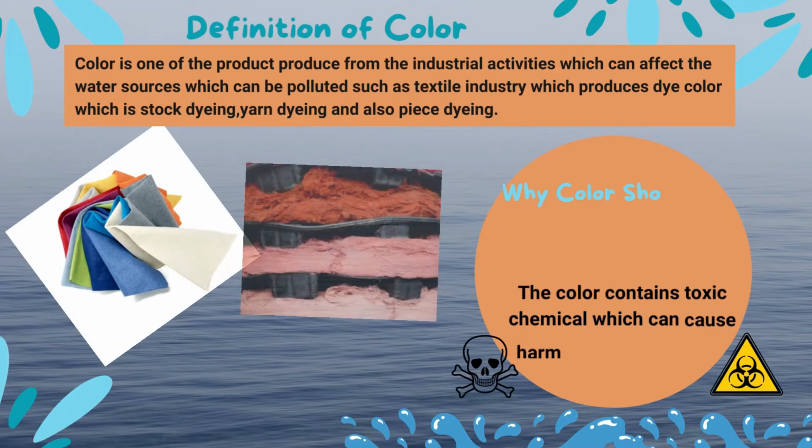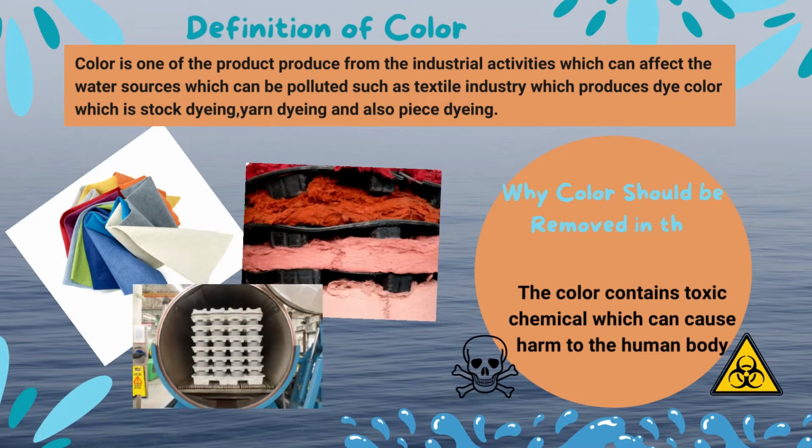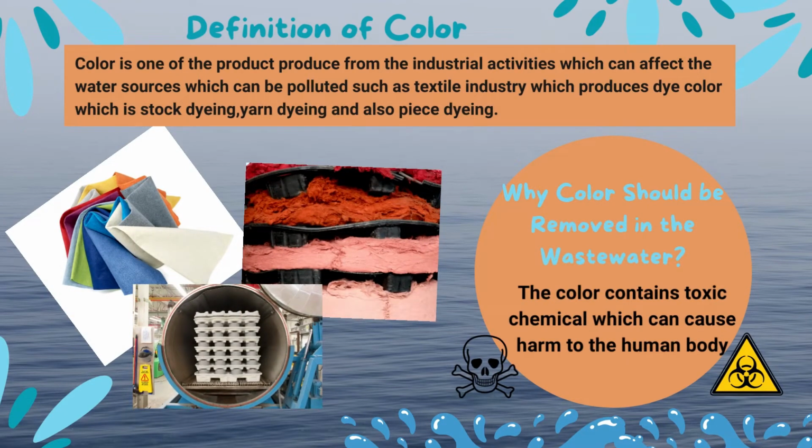Color is one of the products produced from industrial activities, which can affect water sources that can be polluted, such as the textile industry, which produces dye color, such as stock dyeing, yarn dyeing, and also piece dyeing. The picture shows examples of the products produced from the textile industry.